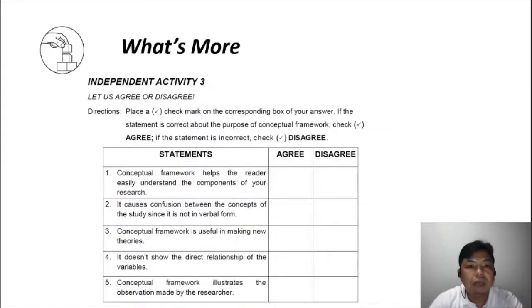Okay, for the next activity, the direction is place a check mark on the corresponding box of your answer. If the statement is correct about the purpose of conceptual framework, check agree. If the statement is incorrect, check disagree. So, meron tayong 5 statements dito. So, ang gagawin nyo lang, kung correct ba yung ating statement about conceptual framework, checkan nyo yung agree. At kung incorrect, checkan nyo yung disagree.